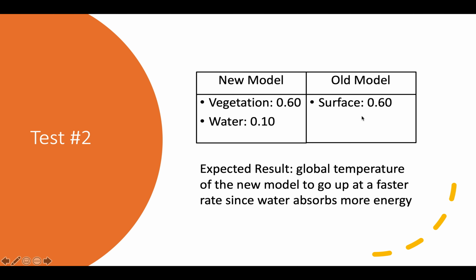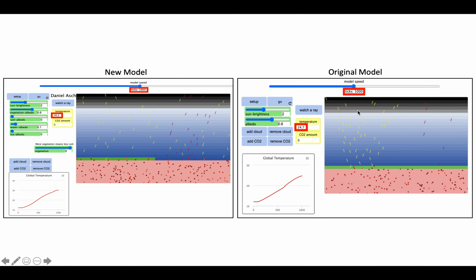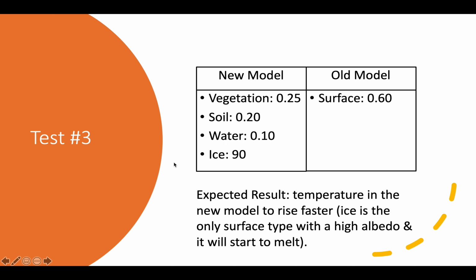Test number 2 was to set the new model with these albedo values and only 2 surface types, and the old model with a surface albedo of 0.60. The expected result was that the global temperature of the new model should go up faster since water absorbs more energy than the regular surface albedo. As you can see, in the new model, after 1,000 ticks, the temperature was higher than the temperature in the original model after 1,000 ticks because of the water.